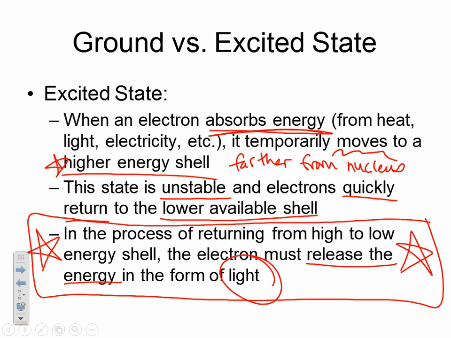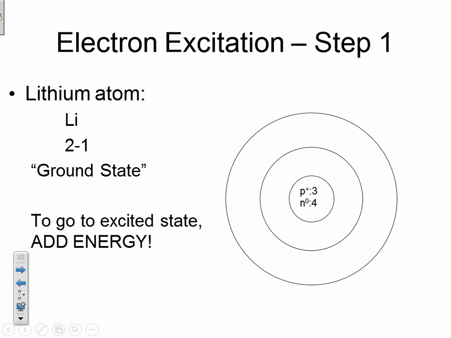So we can actually see the electrons returning from their excited state to their ground state because of the light that the electrons are in fact giving off. We're going to draw this idea of ground state to excited state. We're going to start with a lithium atom. So lithium atom, 3 protons, 4 neutrons in the nucleus. The electron configuration is 2-1. This is the ground state configuration. So I'm just going to draw this in.